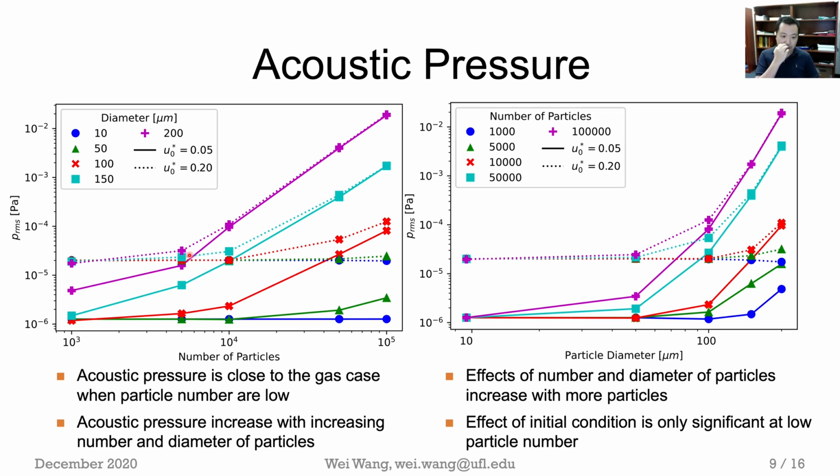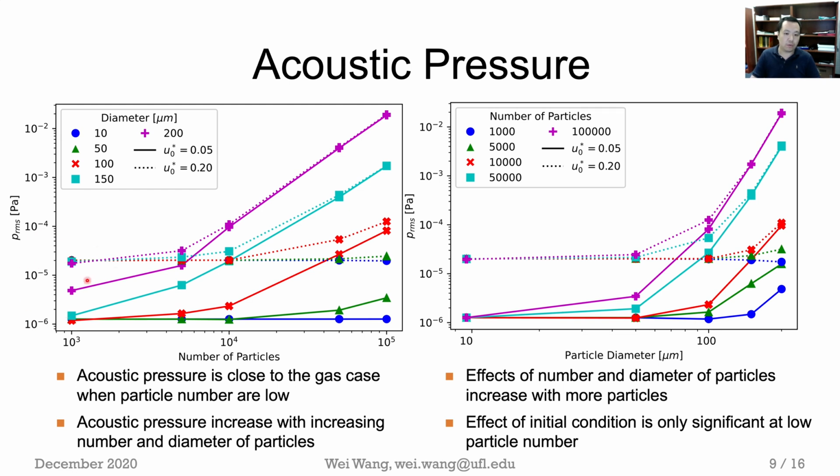As a result, we compute the PRMS, the root mean square acoustic pressure, and we compare that with the changing number of particles on the left figure and with the particle diameters on the right figure. The marked legend is for the other parameter. In the left figure is the diameter of the particles, in the right figure is the total number of particles. The solid line is the cases with the lower initial velocity scale at 0.05, and the dotted line represents the higher initial velocity scale of 0.20. And we can see from these two figures that the acoustic pressure for different numbers of particles and different diameters of particles just collapses into one point, and that is the gas case PRMS.